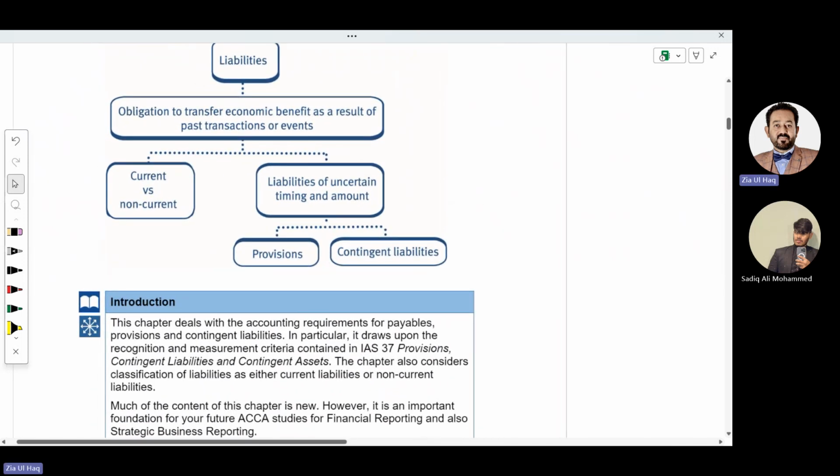Liabilities are of two types: current liabilities and non-current liabilities. Current liabilities are those that we need to settle within 12 months, and non-current are those that we need to settle in more than 12 months. What are the current liabilities? Payables, short-term loans. What are the non-current liabilities? Bank loans, debentures, leases, and liabilities of uncertain timing and amount are called provision and contingent liability.